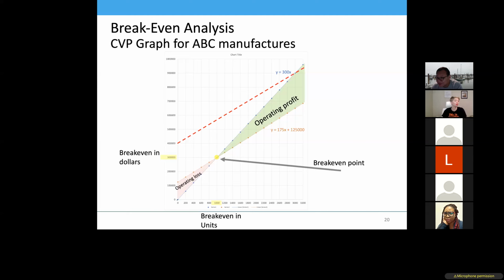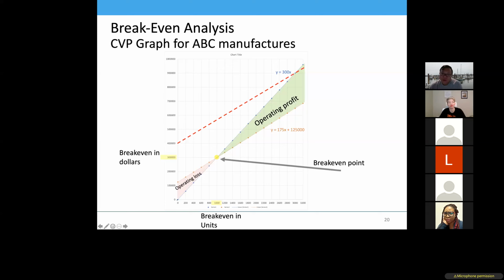Professor, may I ask a question? Is it okay to say that the break-even point is where the contribution margin equals the fixed cost? Will that be another way to look at it? Yes, exactly.